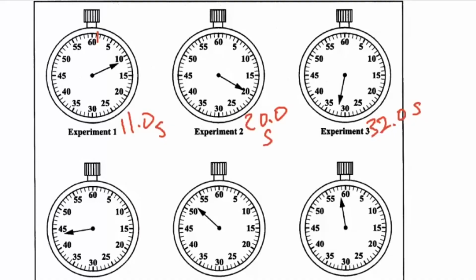Experiment 4 would be 43.5 seconds. If you have 43, you should still get the mark. Experiment 5, 52.0 seconds, and experiment 6, 58.5 seconds. So we're going to take those and put them in our table, which comes next. But just for ease of scrolling, we're doing our readings right now.